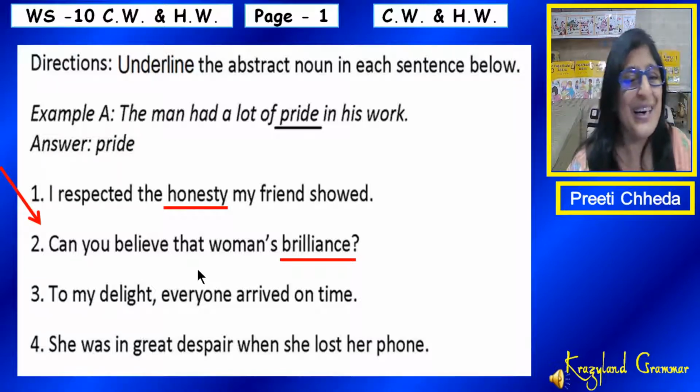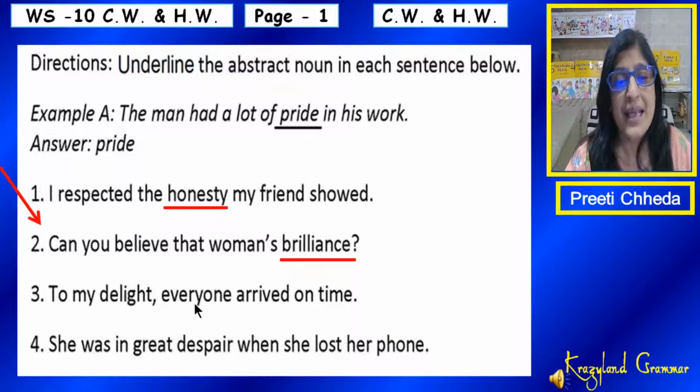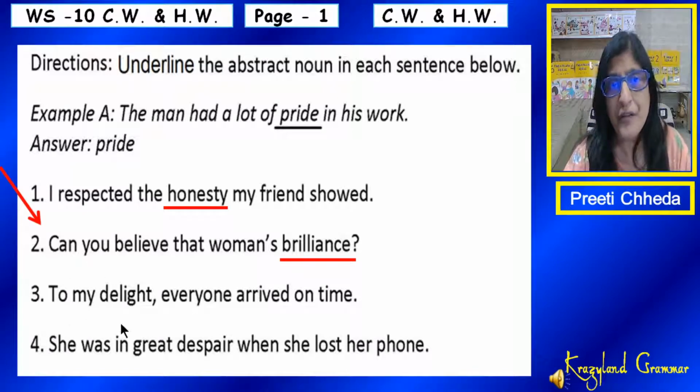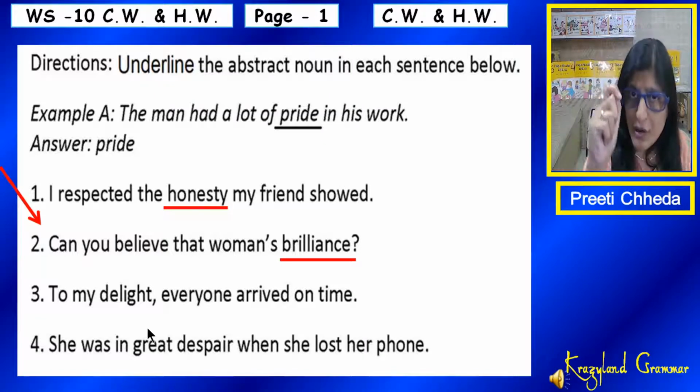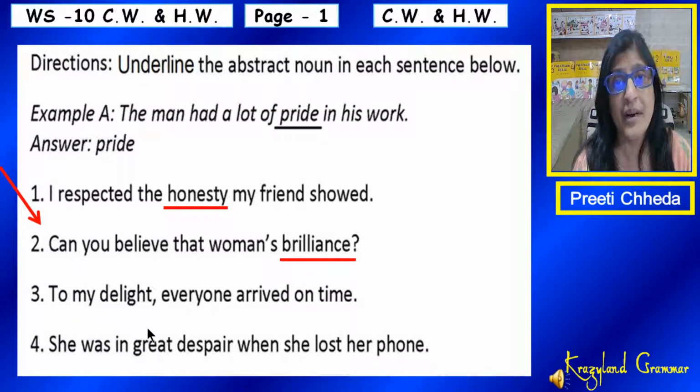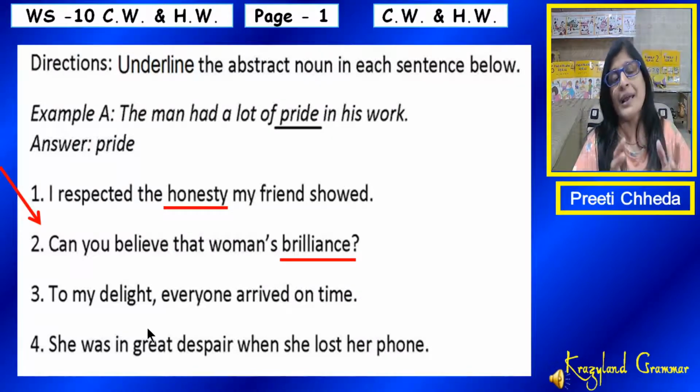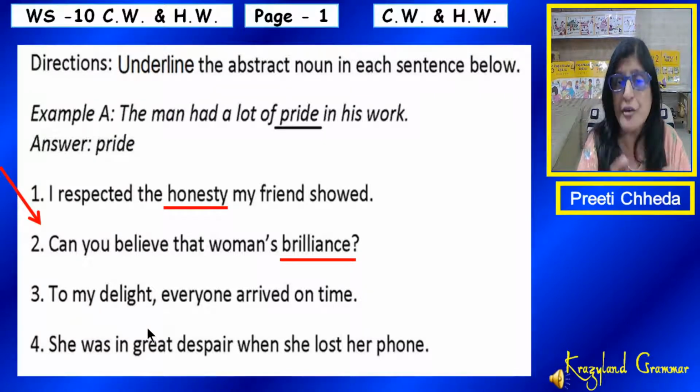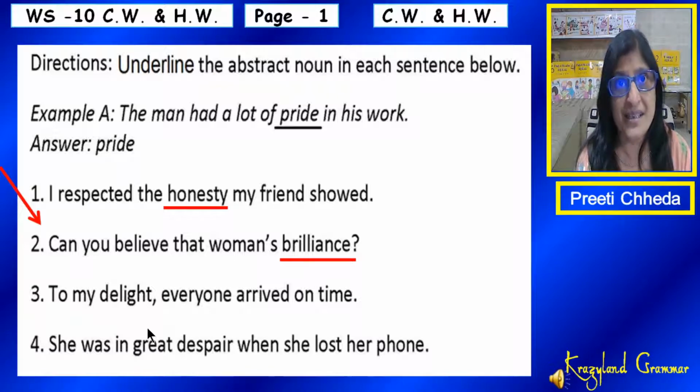Okay. Number three, to my delight, everyone arrived on time. Now, this is called a phrase. When you start a sentence with a phrase, you have to put a comma. Otherwise you can't begin a sentence like this. But this is called a simple sentence when you are using it with a phrase, which has no complete meaning. We have already learned the phrase and the sentence last year, in grade 3.